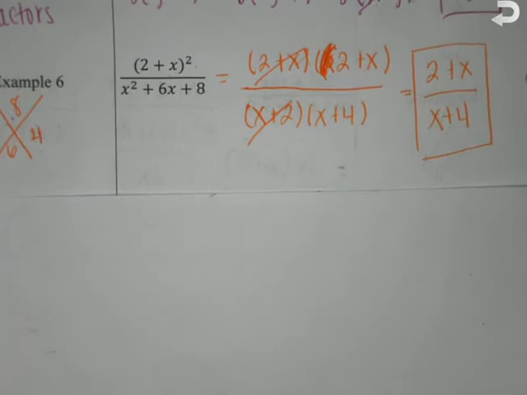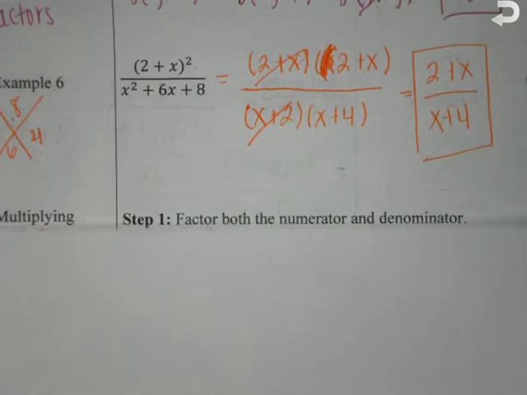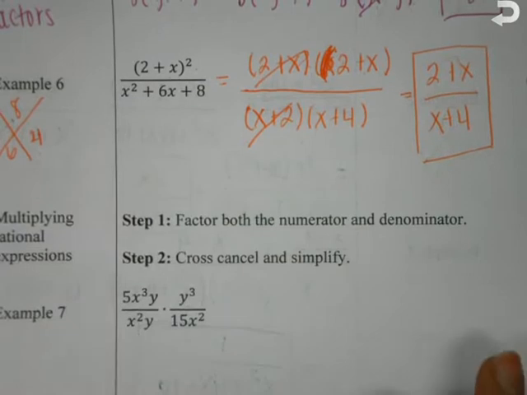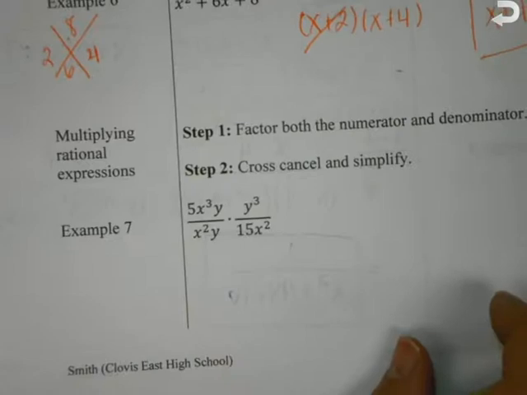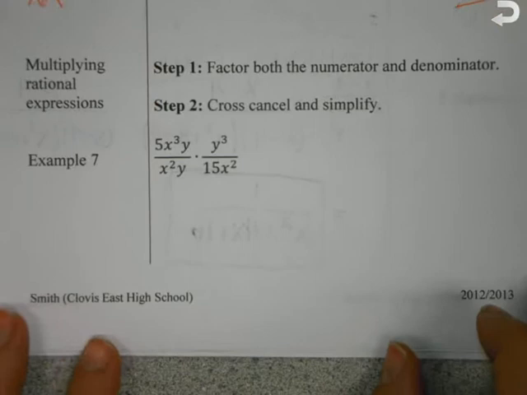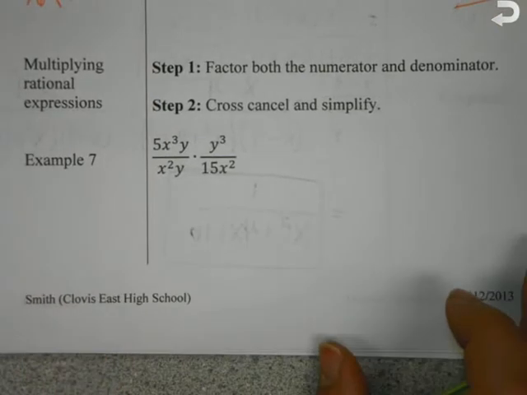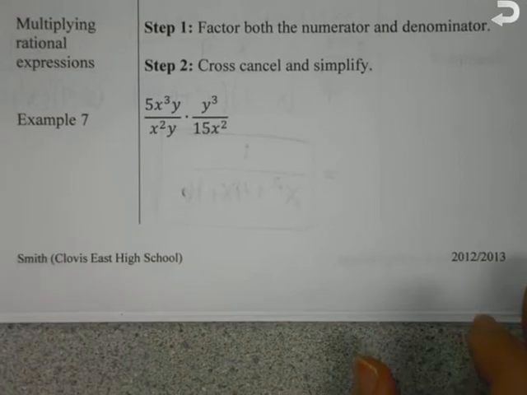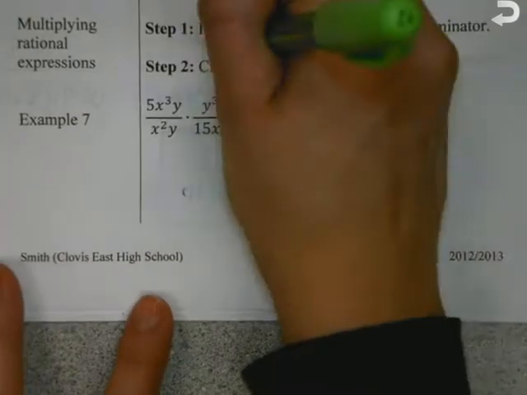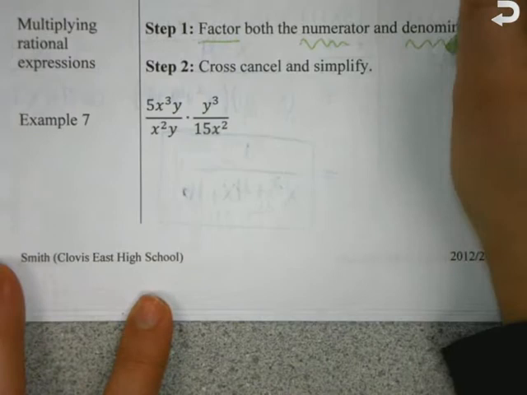So, multiplying rational expressions. This is the same set of notes. So step 1, you are going to factor both the numerator and the denominator. Step 2, we'll be able to cross cancel, and then we're going to multiply or simplify what is left over.